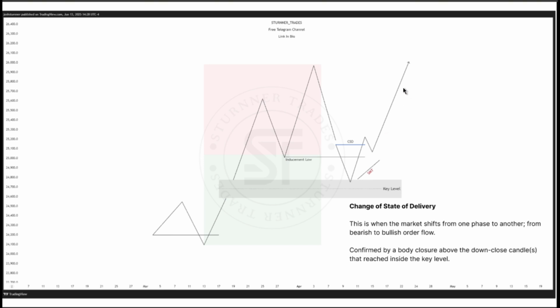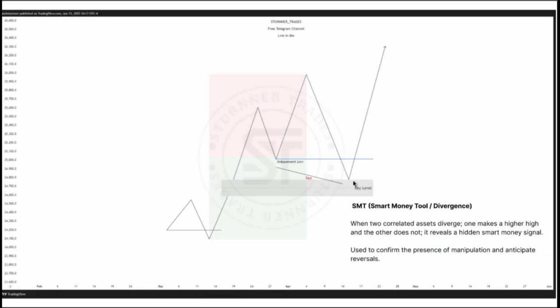CISD often works hand in hand with SMT divergence, giving us even more confluence when both line up. SMT is when two similar pairs don't move the same way, like gold and silver, where one makes a higher high and the other does not, or one breaks a low and the other holds. That's a clue that smart money is manipulating one of them. We use that to confirm our directional bias, by the way.